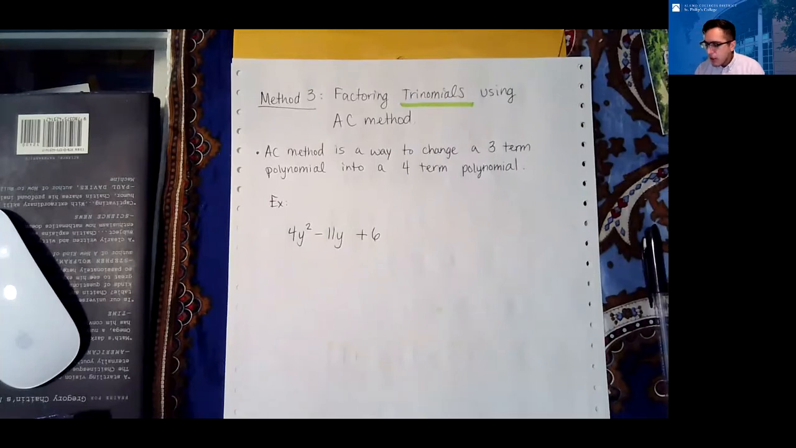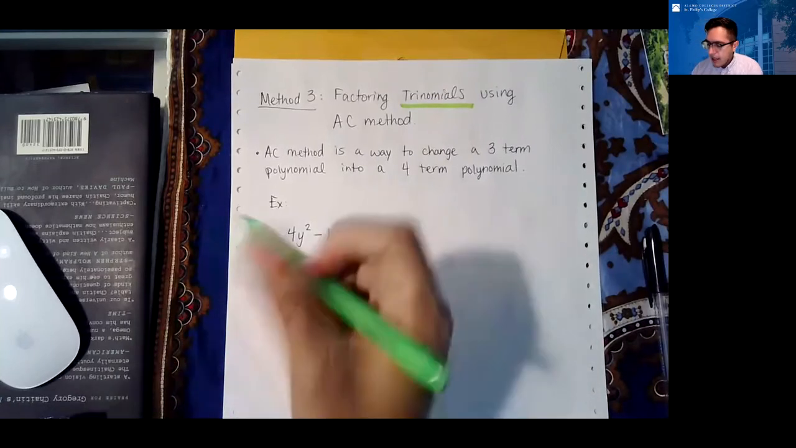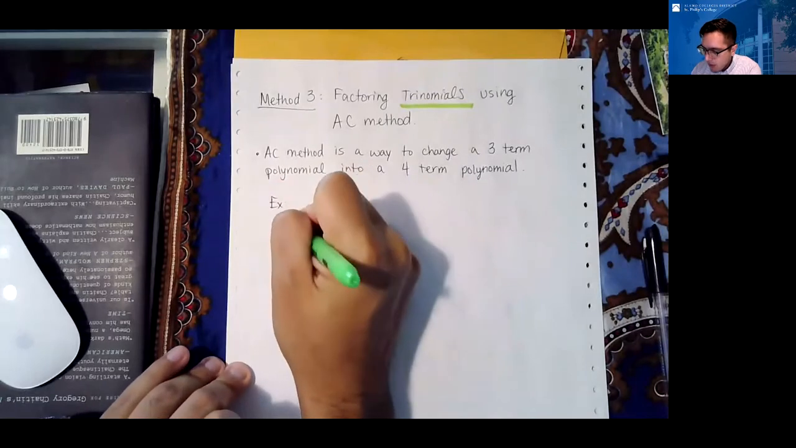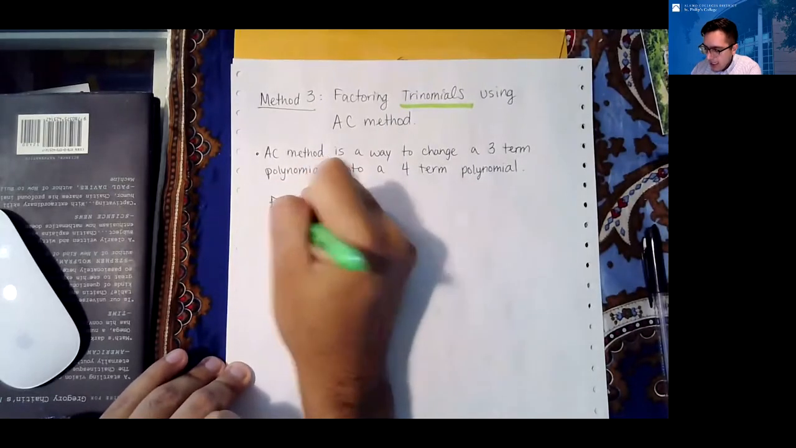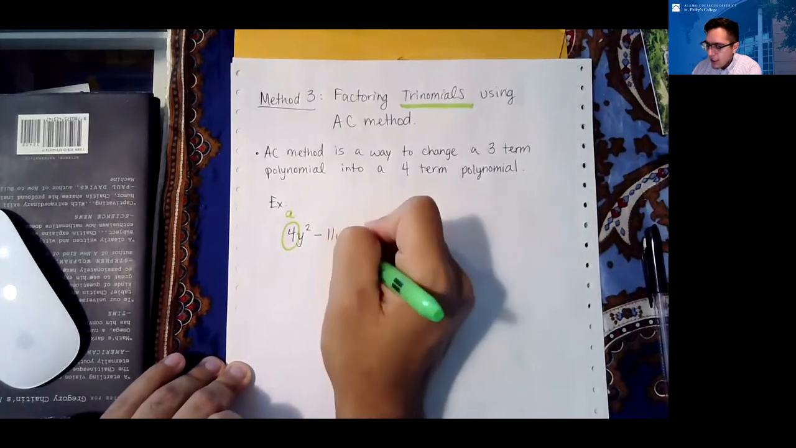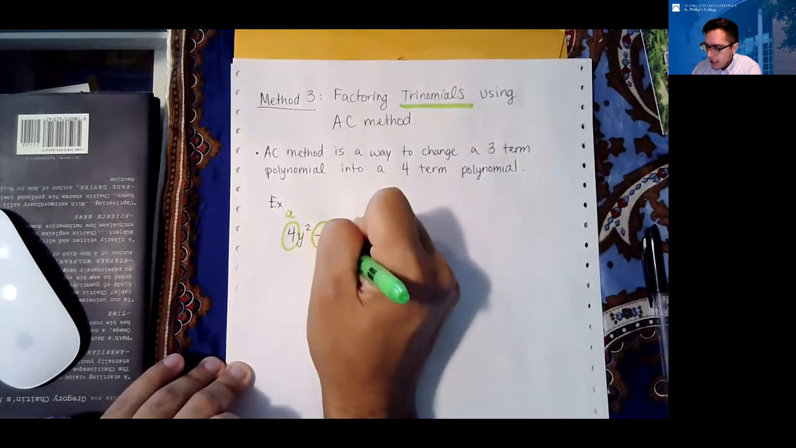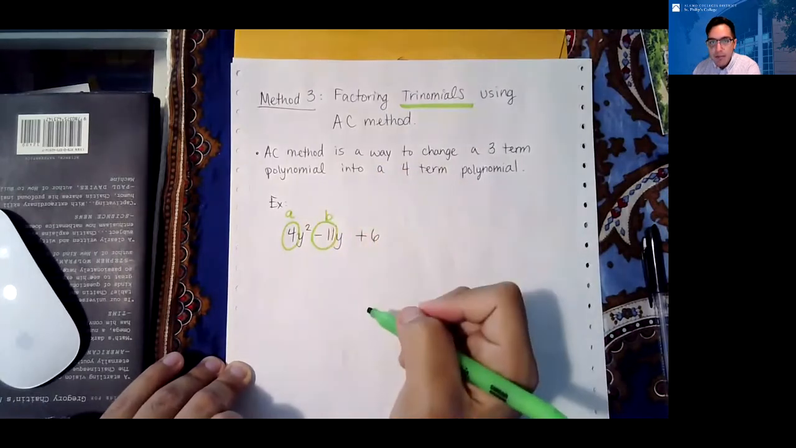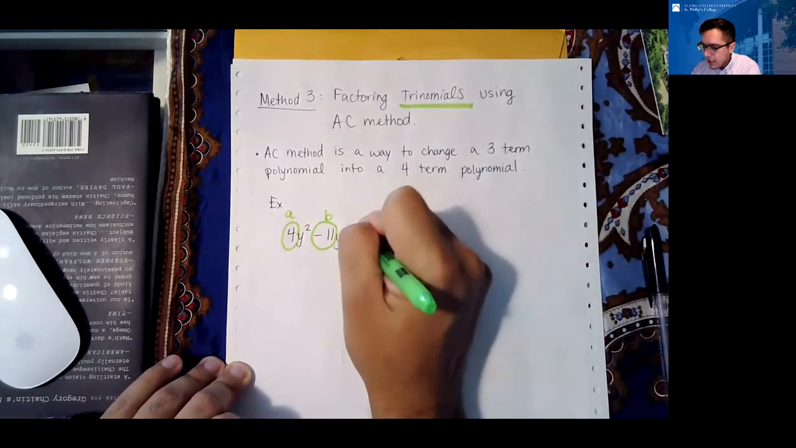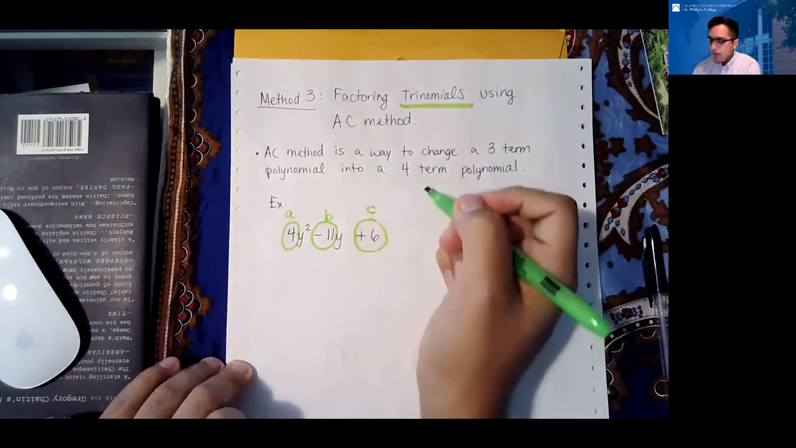Now, the reason why we call this the AC method is because we're going to label the coefficients of the polynomial, that is, the numbers that are multiplied by each term. We're going to label them as A, B, and C. So we have this first term, and its coefficient is a 4. So we're going to label that as A. The coefficient for the second term is negative 11, so that's going to be our B. And then the final term is a 6, and that's going to be C.